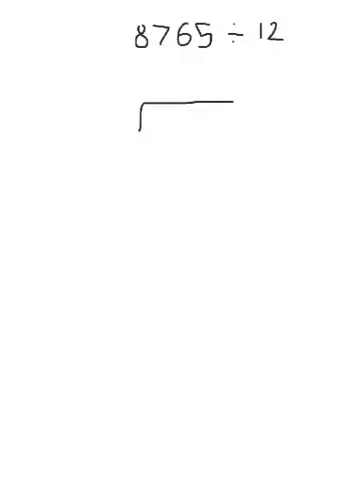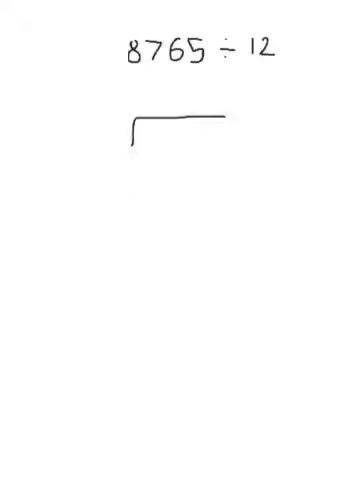Guys, and today we're going to be doing long division. So we have our sum, 8,765 divided by 12. First we're going to write out our sum, which is 8,765 divided by 12. Now before we do anything, we just write down our 12 times tables.